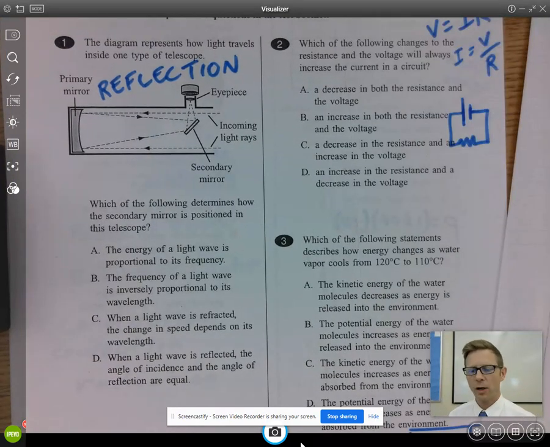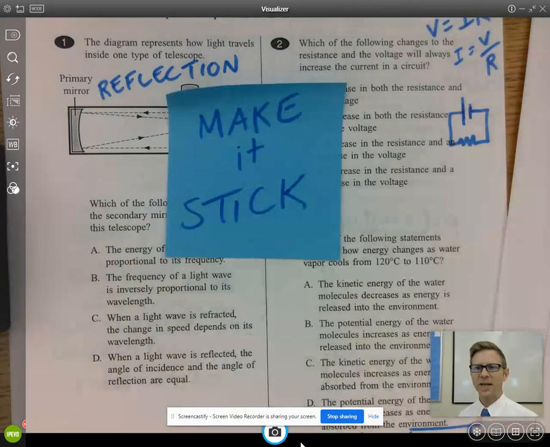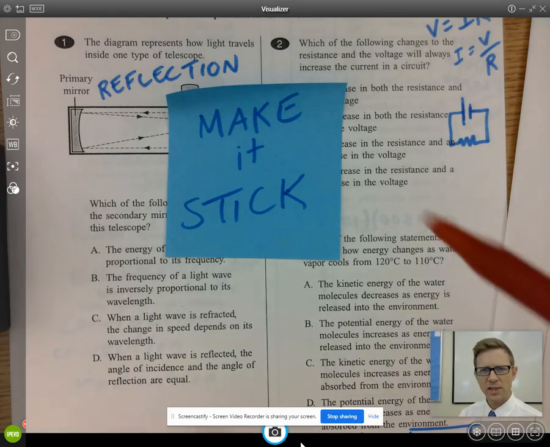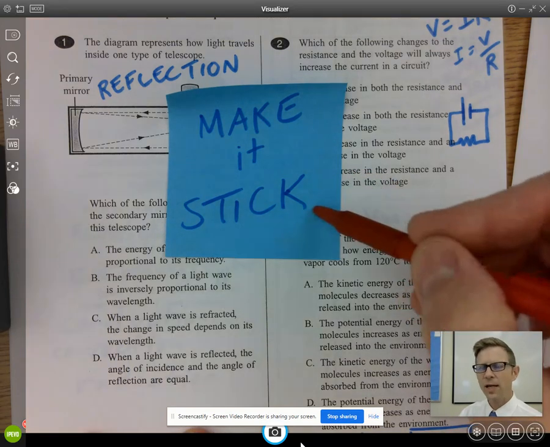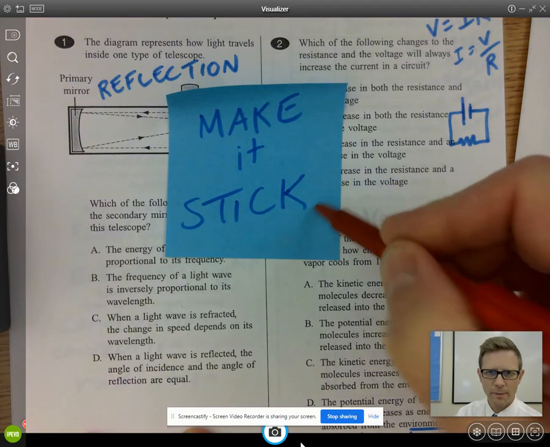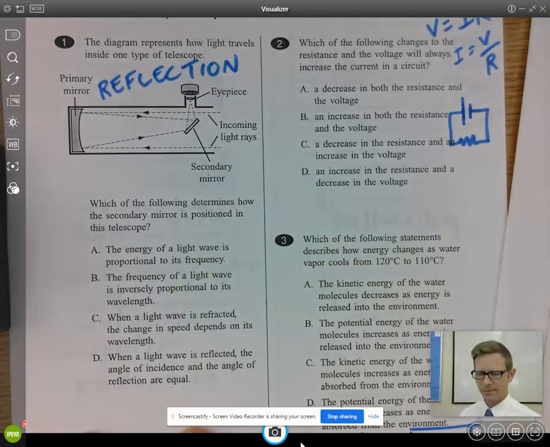Remember, when we're doing all of this, you're trying to make it stick. You don't want to just get the answer. The purpose of this is, do you want to do well? The purpose of this is for you to listen, understand, write things down, and writing things down helps you to remember them for the MCAS.